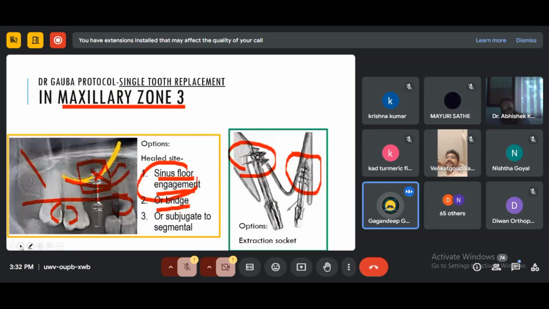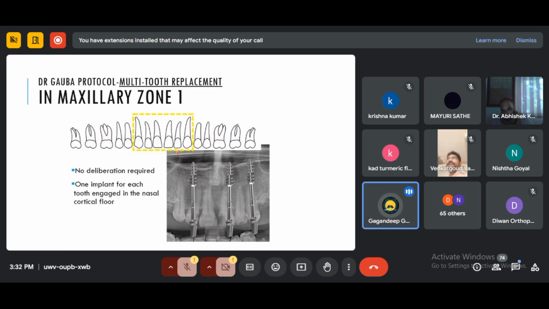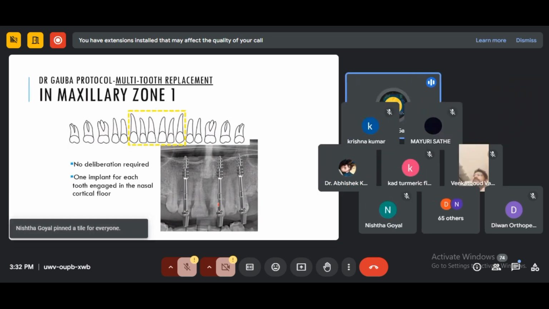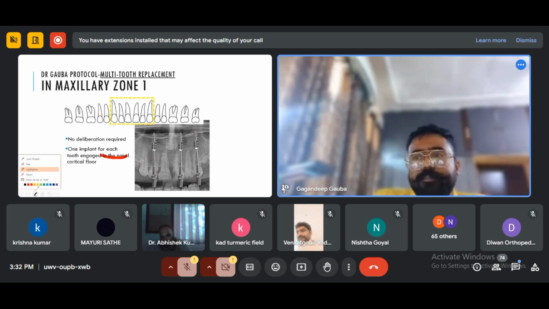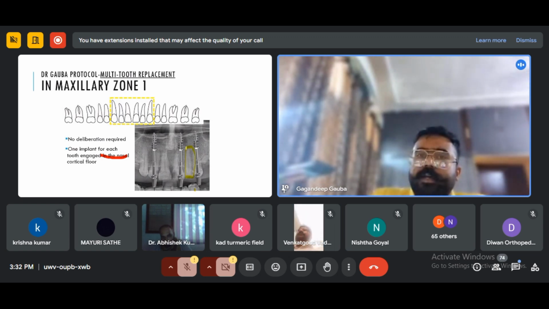When we are treating a multiple tooth replacement in zone 1, the teeth that are to be extracted should be extracted and the implant should be placed engaging the nasal cortical, one implant for each tooth. Like in this case, the central and the canine were indicated for extraction, but the lateral was healthy, so I don't extract the lateral. I retain the lateral, and if the need arises I will replace it in the future, right? So we can place a single implant for each tooth. We don't have to deliberately extend the segment.